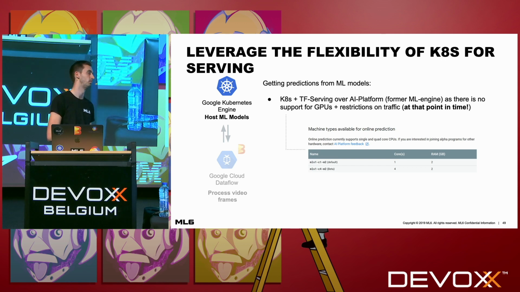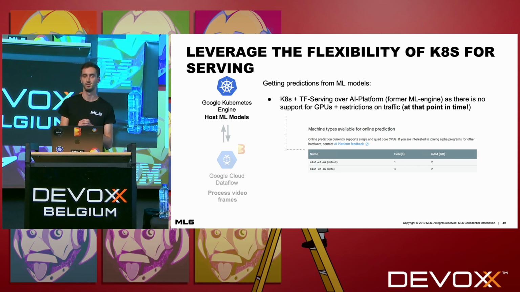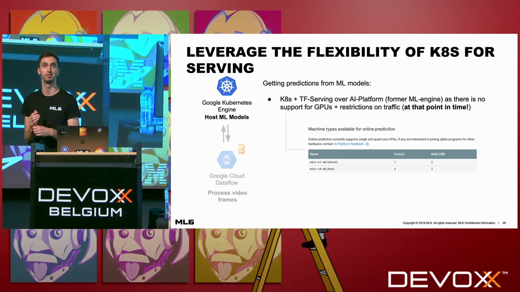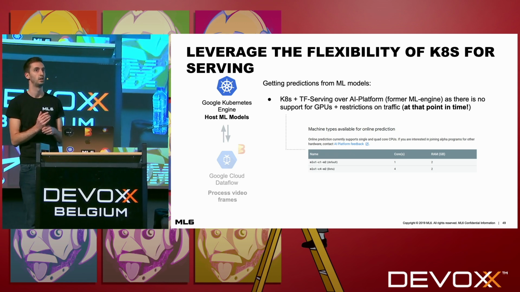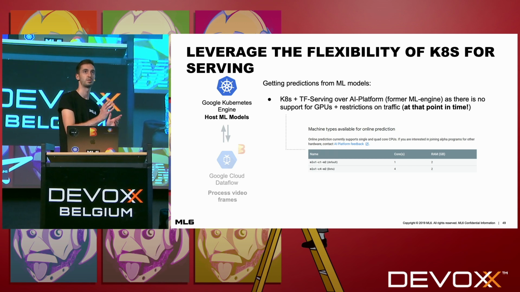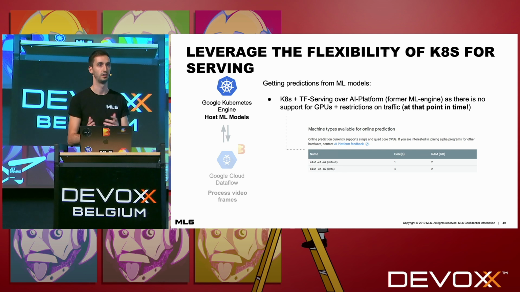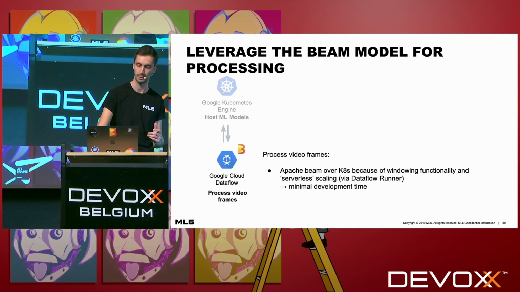We used Kubernetes and TensorFlow serving and not AI Platform, because AI Platform is a managed service of Google Cloud to do this kind of job for you, to manage the infrastructure for you, for scaling. But at that point in time, there was no support yet for GPUs, and there were also restrictions on traffic, which we were exceeding. I'm also saying at that point in time because this was half a year ago, so by now the specs have changed and this can be outdated.